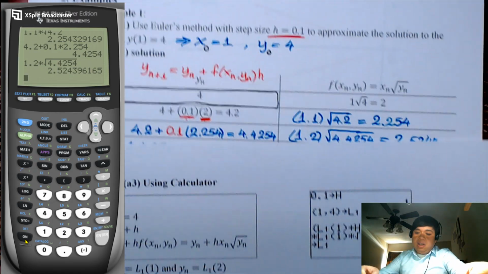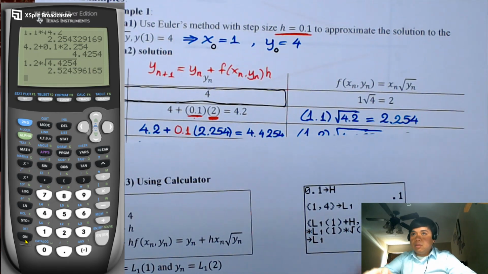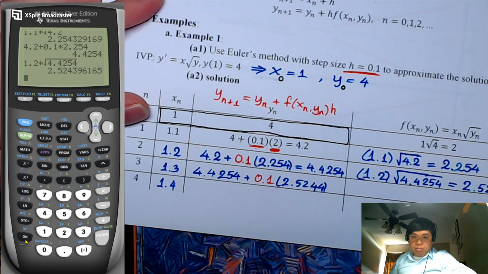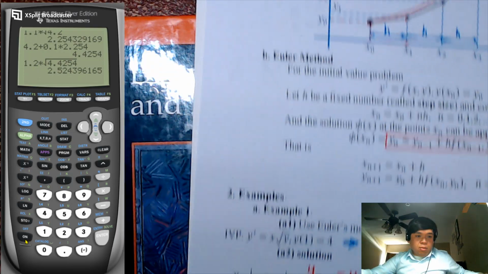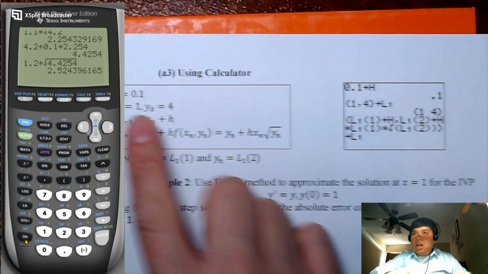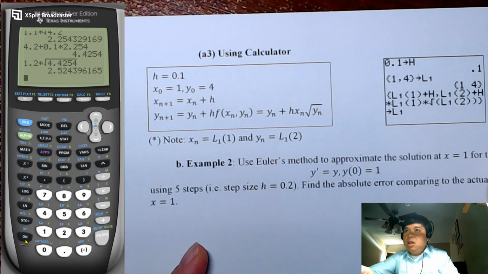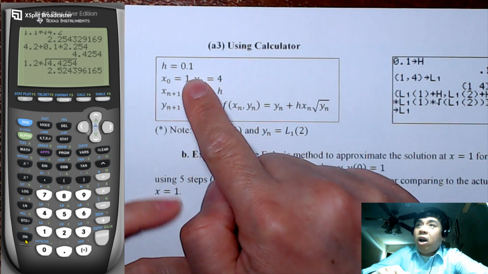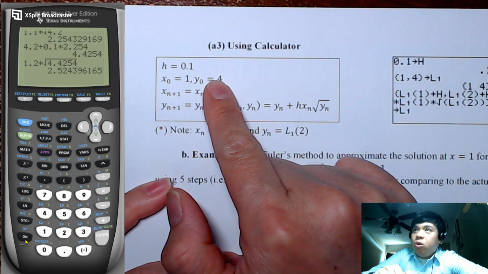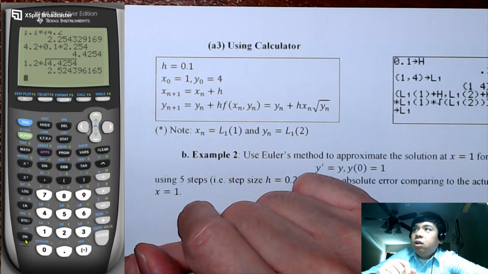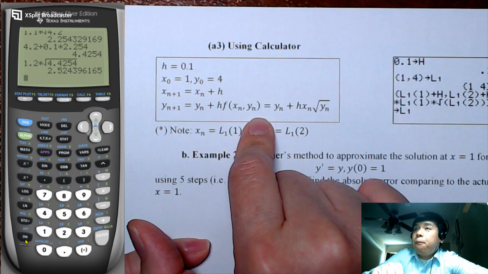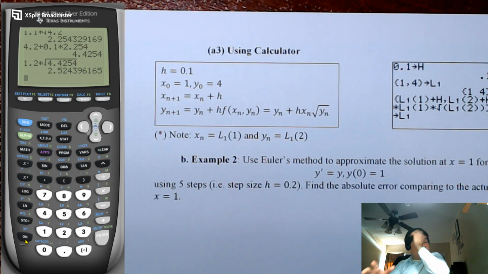On the next page, this actually will be what we need. So in this problem, we start with h equal to 0.1, that's the step size. And we have x and y equal to 1 and 4. And we update the x with this, we update the y with this. Okay, so that's kind of like the pseudocode.